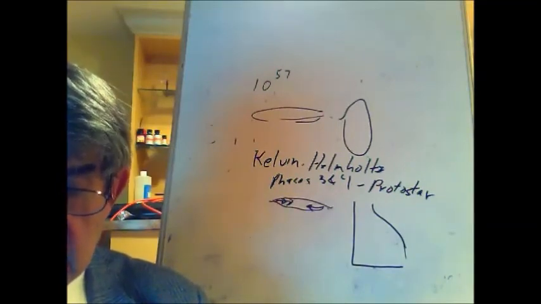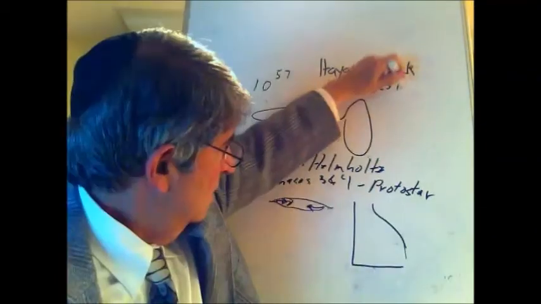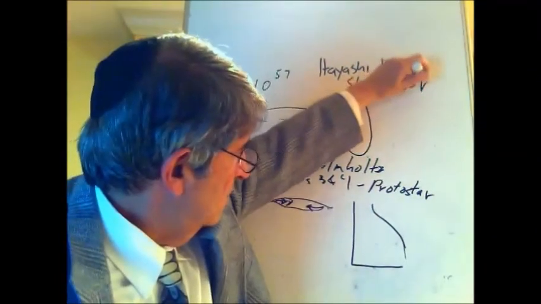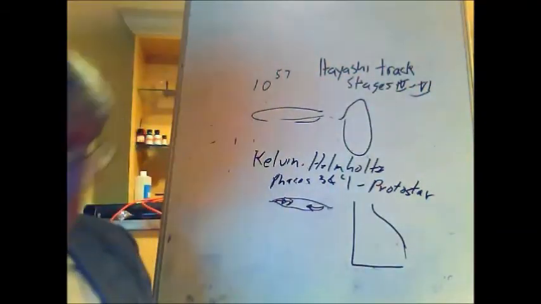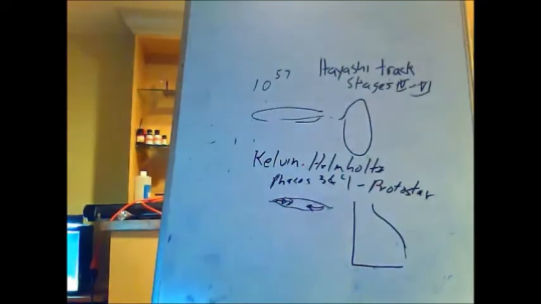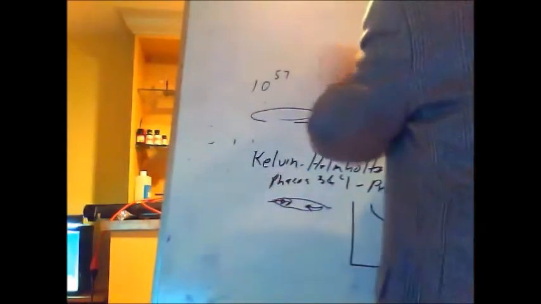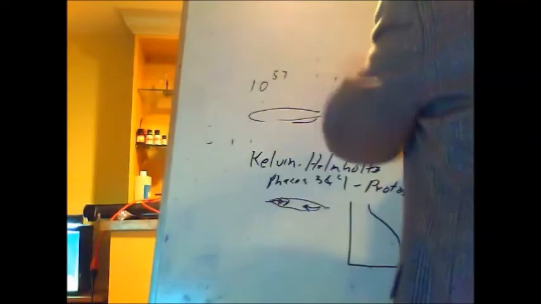So stages 4 through 6 are known as the Hayashi track. This is stages 4 through 6, and I'm going to try to draw an HR diagram so you can see where this is heading. This is actually in your book. You can probably find a better diagram than the one that I'm able to draw, just for purposes of illustrating this.